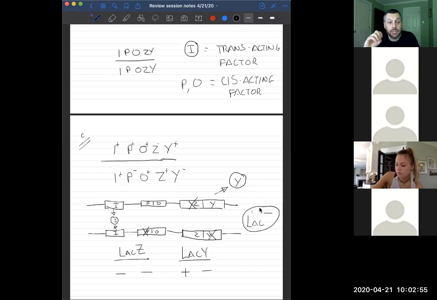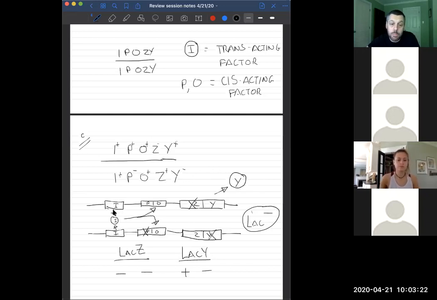So using that logic and this little scheme, I think you can figure it out pretty easily because all you basically have to do is understand that promoters and operators are cis-acting. They only act downstream of themselves, whereas things like the repressor are trans-acting. It doesn't care. It can bind to any one of these operators that it wants to. So it'll bind to both of these operators no matter what.